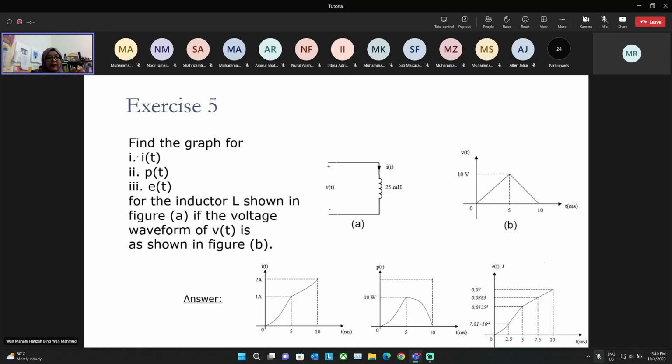Yang exercise 5 ni, kalau you perasan, dia bagi V, ini yang dia beri. Ini dan ini. So, you dapat value ni, value H. H pula. L. Dan ini adalah value V. So, you kena guna integration untuk dapatkan I. And then, sebab soalan dia memang minta graf sahaja, so, you terus boleh tabulate sahaja, directly. You guna T, you guna V yang dia bagi, and then kira I, lepas tu kira je P dengan E ataupun W. Okay.